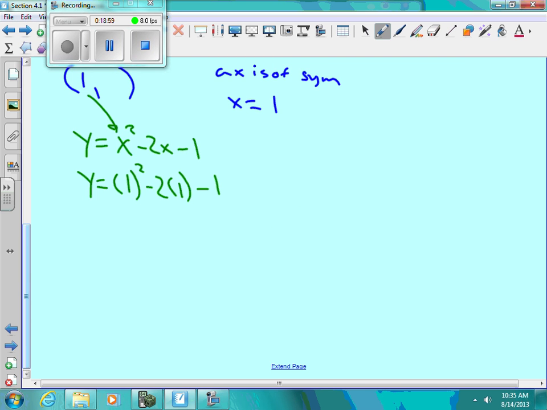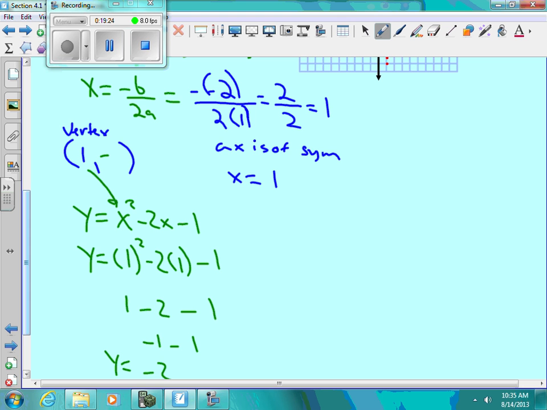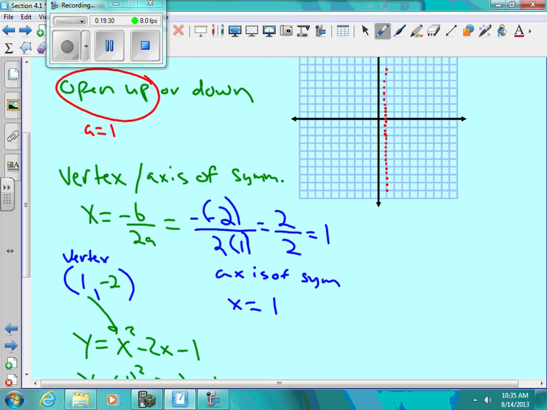And now I can just use order of operations. I can use my graphing calculator or scientific calculator. 1 squared is 1. 2 times 1 is 2, minus 1. And now they're all addition and subtraction, in this case subtraction, so I go left to right. 1 minus 2 is -1, minus 1 is -2. So the y-coordinate for the vertex is -2. So I'm going to plot that point on my graph. Over 1, down 2, that is the bottom of my graph. All I need now is a point on either side, and I can graph this equation.